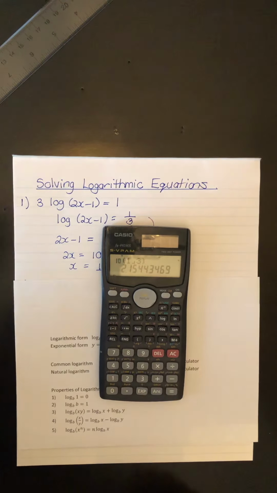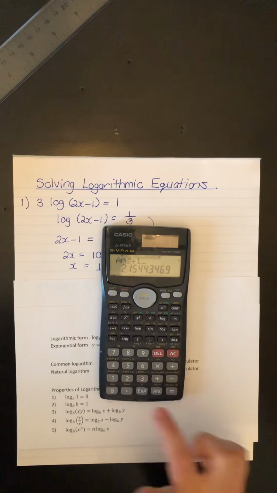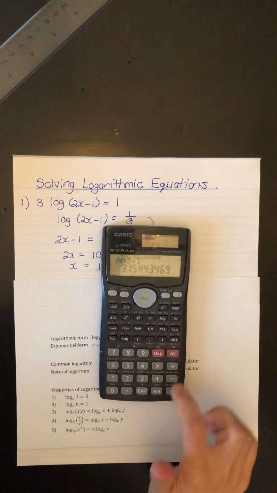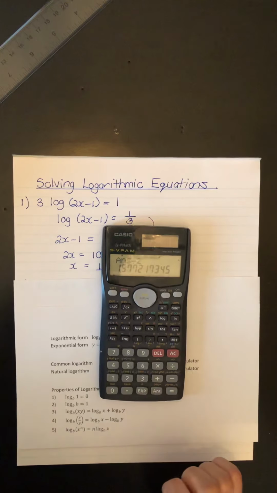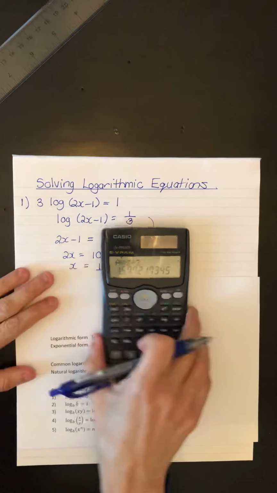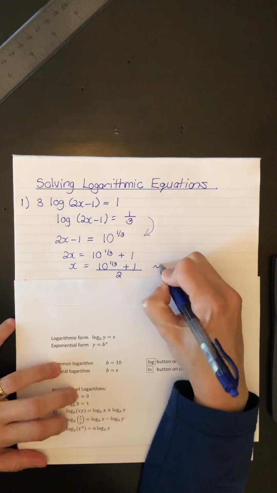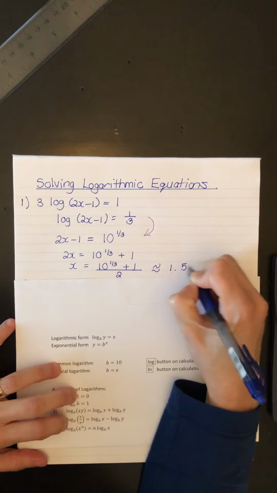Okay, it's equal to this number. Then we still have to add 1, push equals, then divide by 2. Okay, so we do get 1.58 roughly when we round to 3 significant digits.